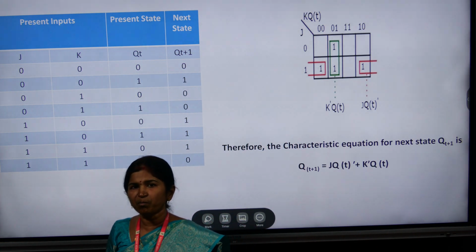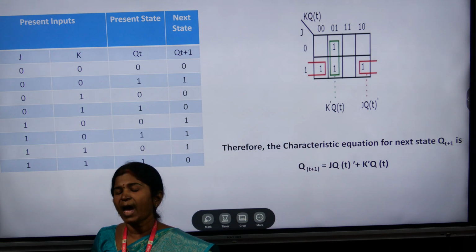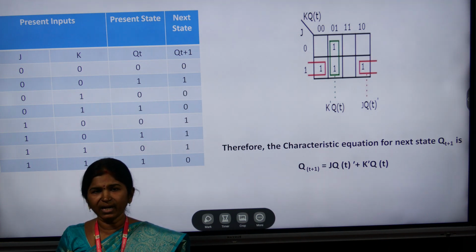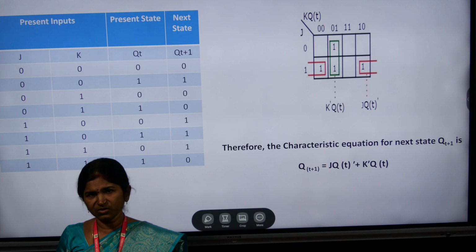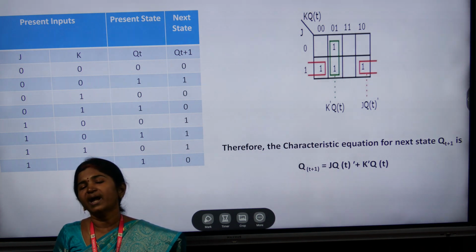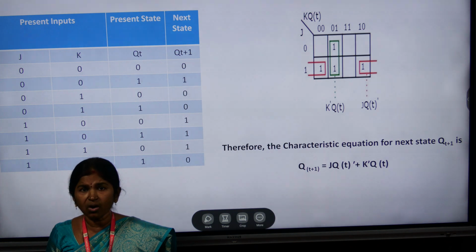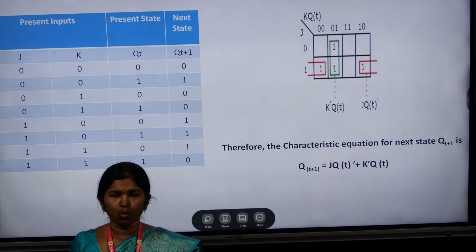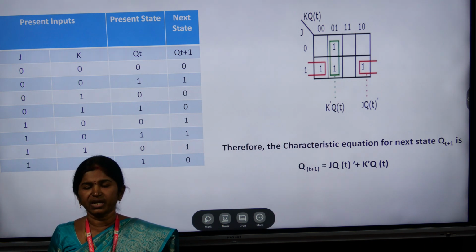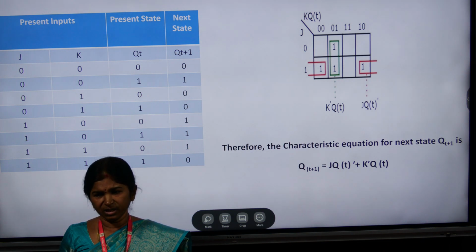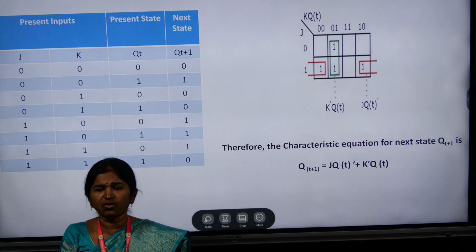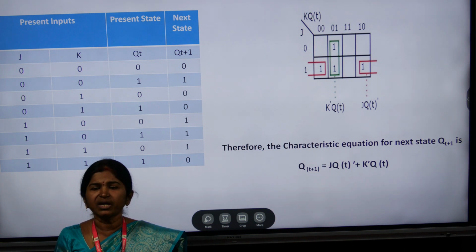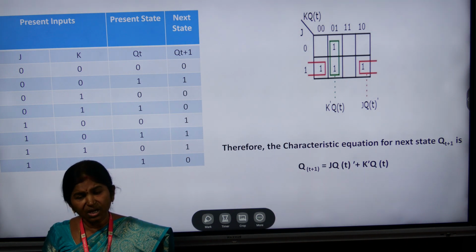In the JK flip-flop, when both J and K inputs are 0, we are getting the output as no change. When J input is 0 and K input is 1, we are making the flip-flop reset. And when J is equal to 1 and K is equal to 0, the flip-flop is set. And when both J and K values are tied to logic 1, then we are getting the toggle state. Toggle state means in the next state we are getting the inversion of the present state condition. So whatever value is there in the present state will be inverted and carried forward to the next state.